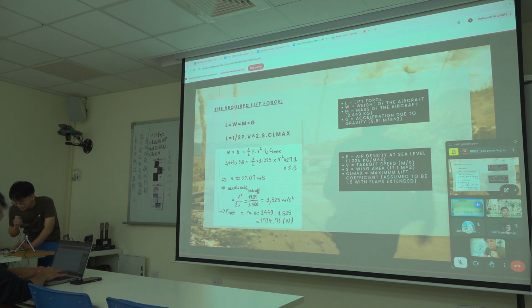And here is my calculation to get the acceleration to take off and the force needed to do it. But this force is not our final force to let the aircraft lift off in a very short distance. And here is the continued calculation.